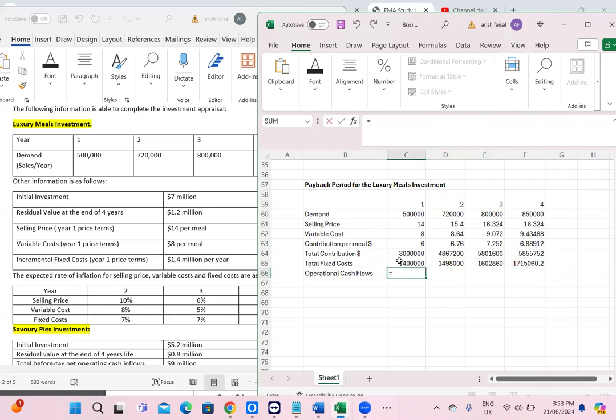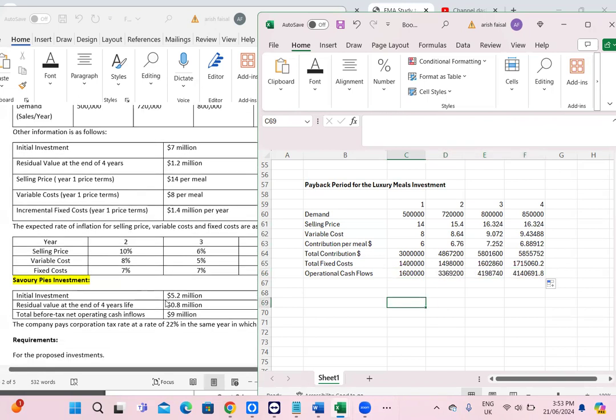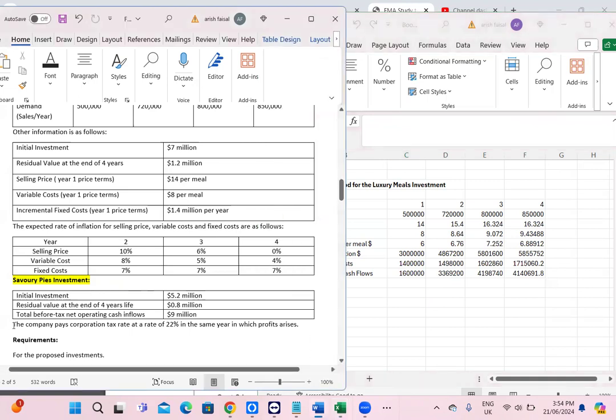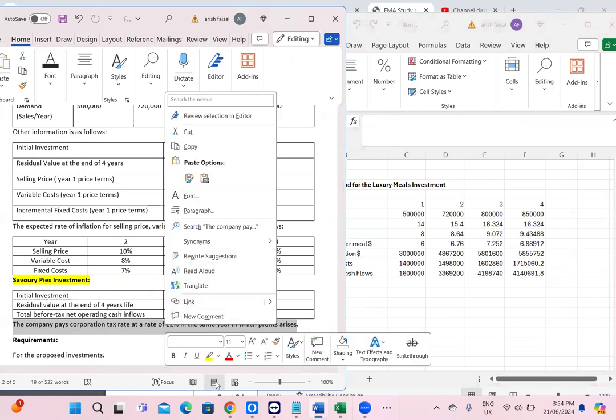As far as the operational cash flows are concerned, you have to take the total contribution and then you can just simply subtract the fixed cost and you're going to get the operational cash flows, right? And you can just simply do it for the second, third, and the fourth year too. Okay. Now, if you look up at this question, because when you're calculating the payback, you also need to incorporate for tax, because the net cash flow which we will get will be after the payment of tax. And in this question, you can see that it says that the company pays corporation tax rate at a rate of 22% in the same year in which the profit arises. Okay. So that's important information over here.